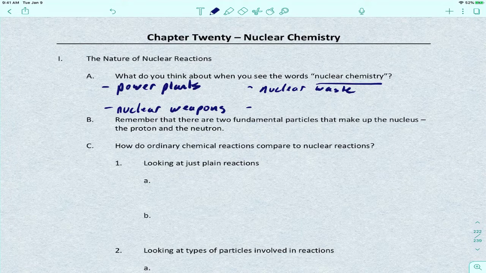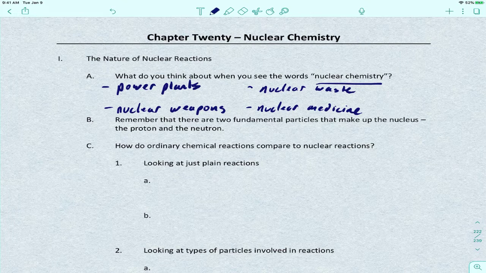Another thing that could come up when we talk about nuclear chemistry is nuclear medicine, where we can use nuclides to help us see inside the body without even opening up our bodies, without even making an incision. We can also use nuclear medicine to help cure some of our diseases. Just to remember, there are 2 fundamental particles that make up the nucleus. We have the proton, which has a positive charge, and we have the neutron, which is a negative charge.